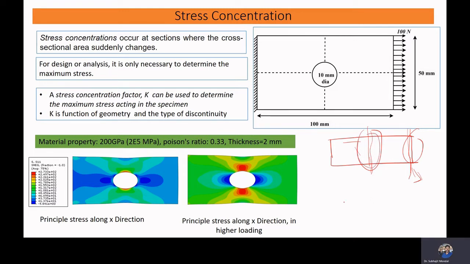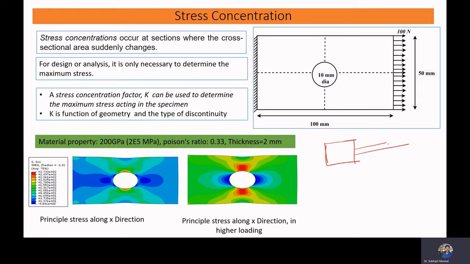Now, if you consider your dog bone sample, you will observe that we have a cross section like this. If we apply load here, we'll observe the stress flows like this, and in this zone we have uniform stress, and we measure the data here.